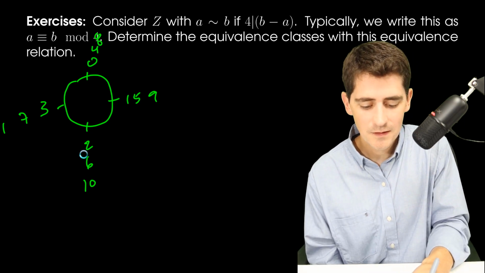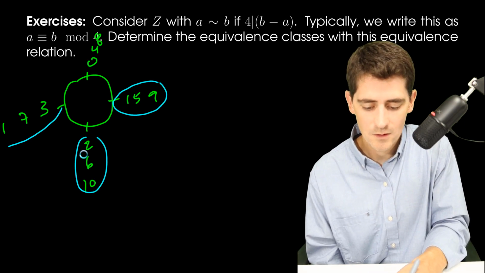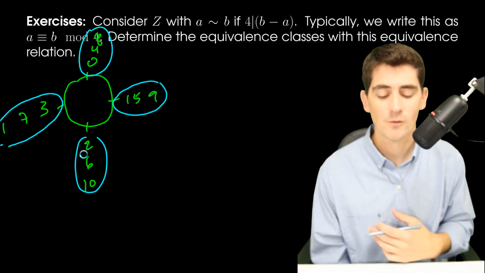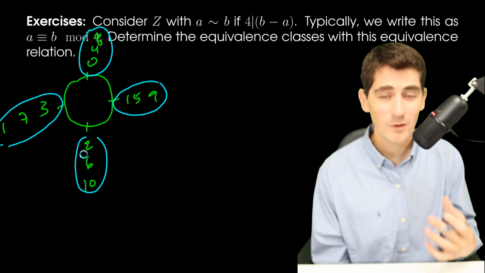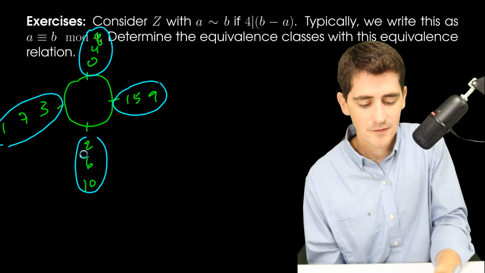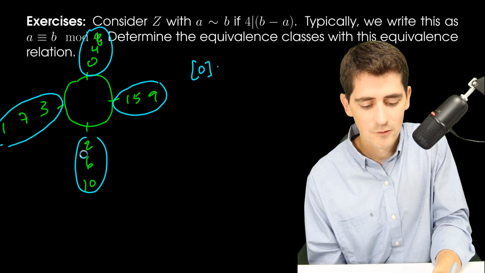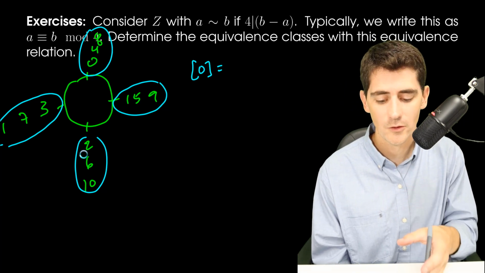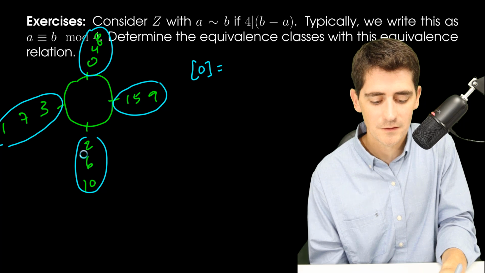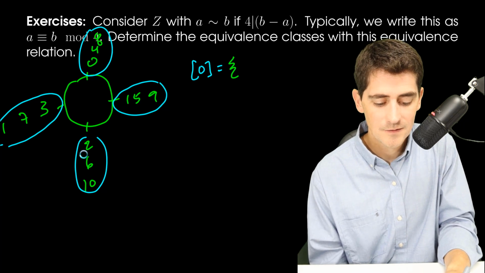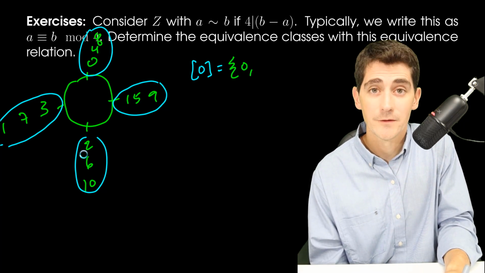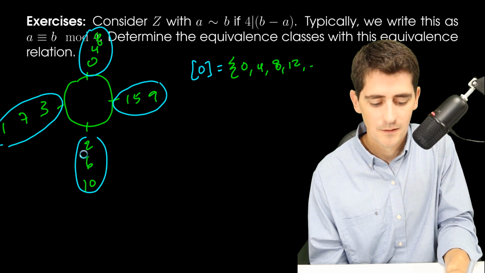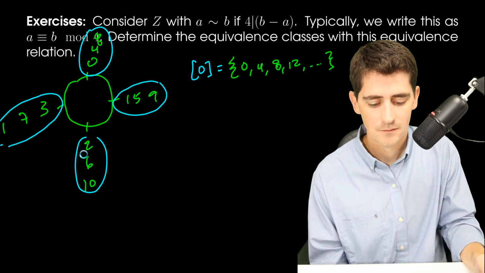And two things that are in the same hour are congruent mod 4. Here we might say equivalent. So if I write this symbol, the things congruent to 0, this is the set of all things that are congruent to 0 with this equivalence relation. I could say, well, 0 is in there for sure, 4, 8, 12, and so on and so on.